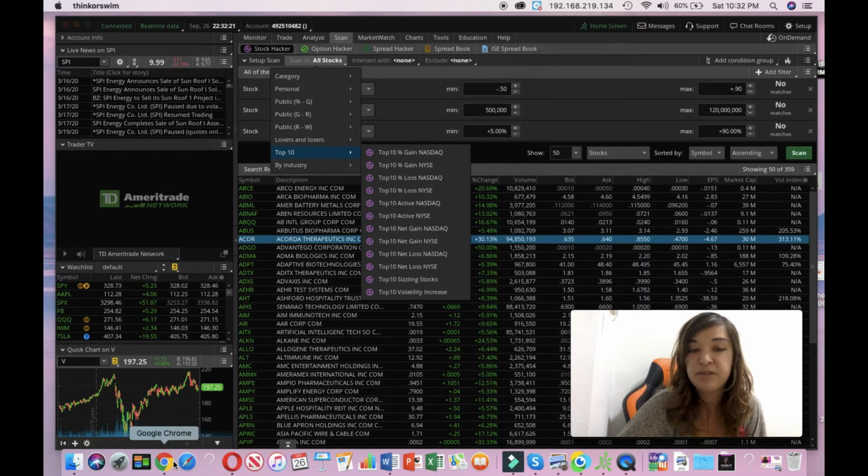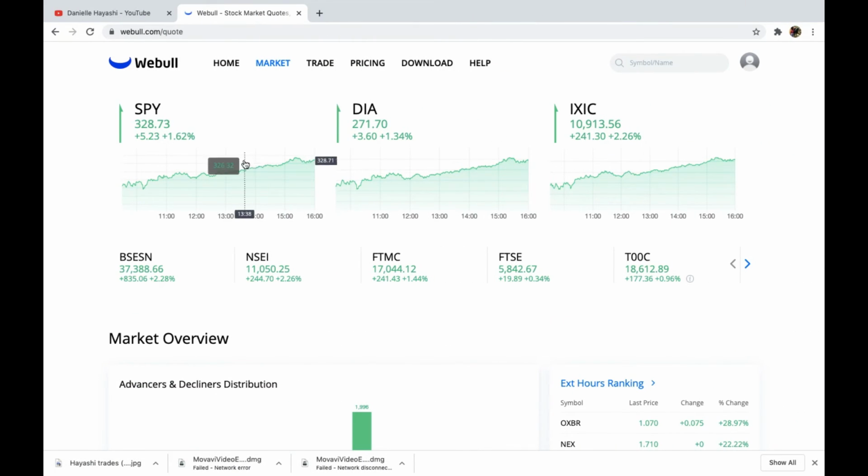Anyway, so you saw how you can use the ThinkorSwim platform to look at the market in different time frames, different industries. Great. Now let's hop to Webull. So you see here, it'll tell you the direction of SPY when you go to log in, make an account.